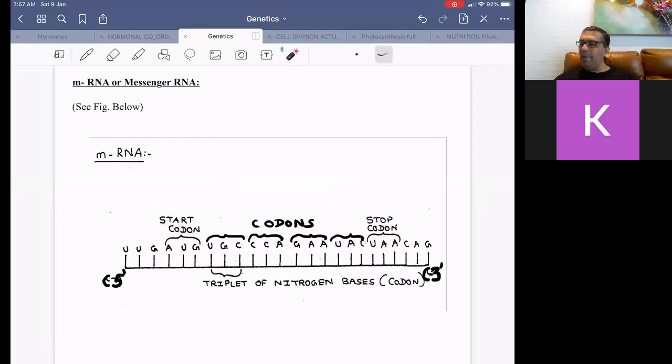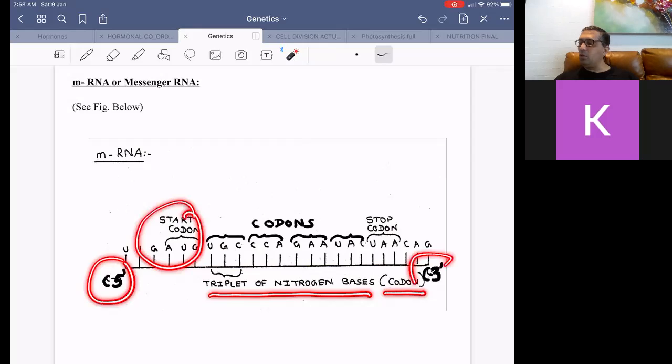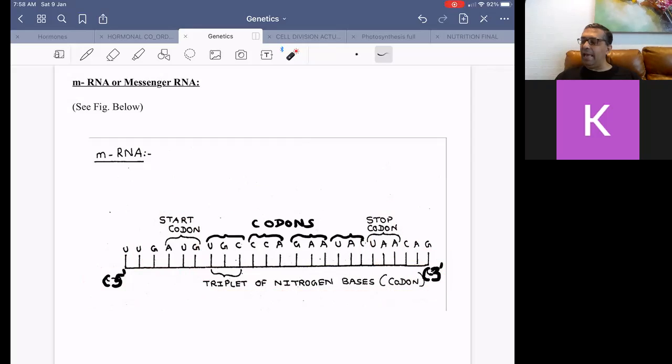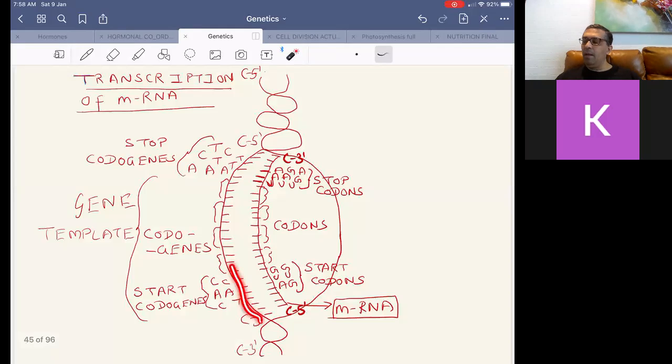And in between, approximately 1,000 codons. So these triplets of nitrogen bases are called codons. At the C5 end the start codon, at the C3 end the stop codon, and in between 1,000 codons, made with the help of DNA by a process called transcription. So this is your mRNA made by transcription.